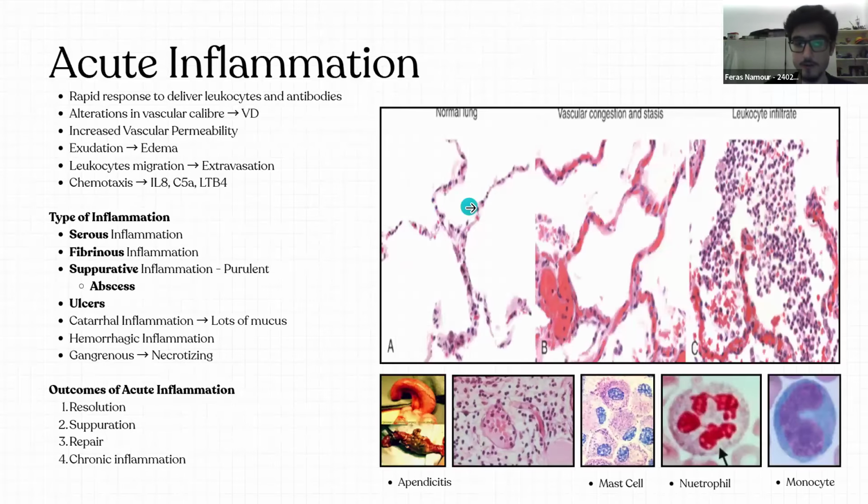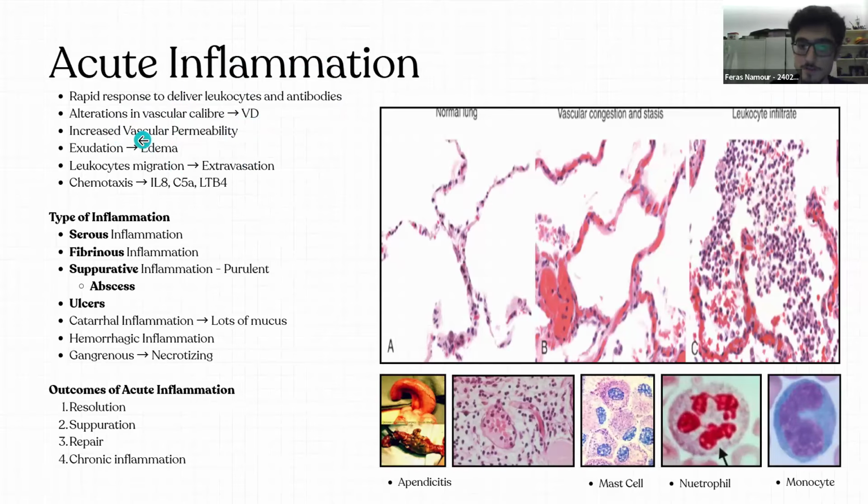Let's talk about acute inflammation now. What happens for acute inflammation? I have a sudden change in situation. I have a sudden infection. I have a sudden injury. I have a sudden death or cell necrosis. So what's going to happen is a rapid response to deliver leukocytes and antibodies to the site of stress. Now I'm going to alter my vascular capabilities by vasodilating due to cytokines and a whole kind of inflammation mediators.